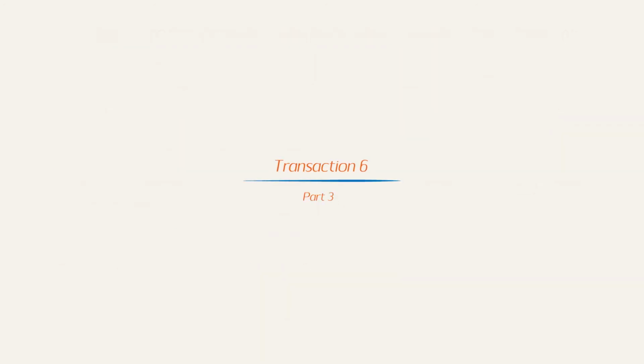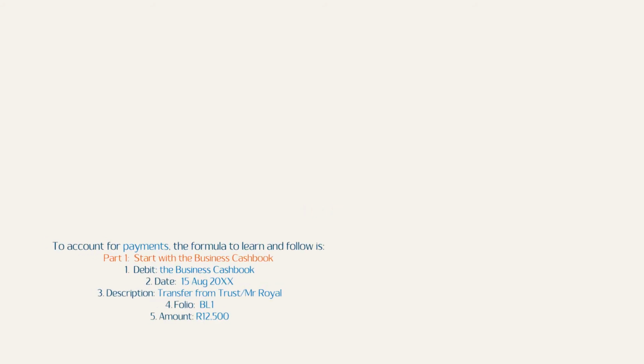Part 3. Transfer to business account. The third part of the transaction is for the transfer received in the business account. You debit the business cashbook and credit the business ledger account of Mr. Royal. This reflects that the money received in the business account has been transferred from Mr. Royal's account.